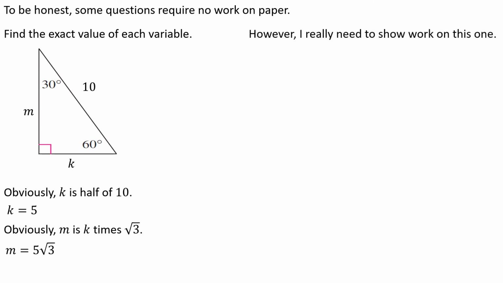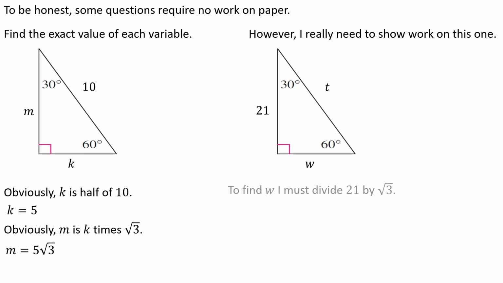But then other times you really need to show work, right? Because look what's happening here. Now I'm starting with the side opposite 60 degrees. So if I want the side opposite 30 degrees, I'm going to have to divide by square root of 3, right? Not multiply, but divide. Okay, so I'm going to multiply by the number 1. Look at how I disguise the number 1. You can probably predict that we're going to end up with a plain old 3 on the bottom.